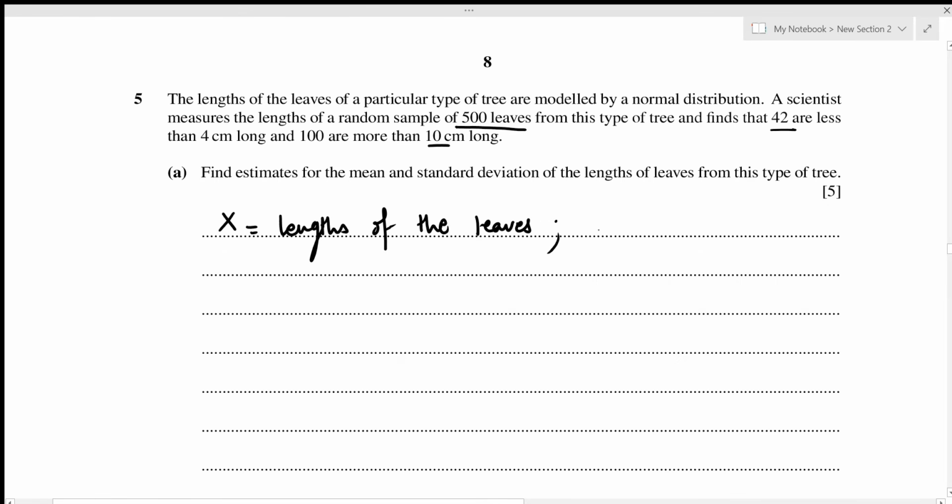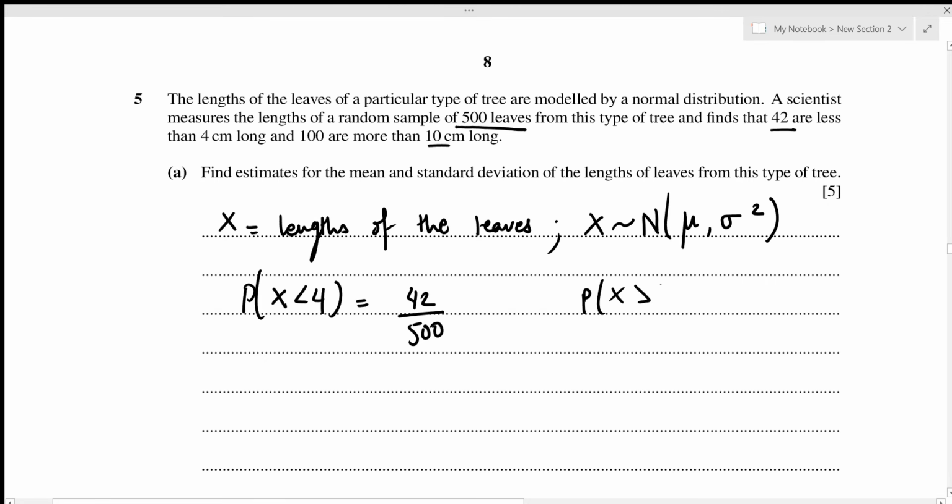And we're given that x follows a normal distribution, but we do not know the values for the parameters. That's going to be the mean mu and then sigma squared, the variance. Next, we're given that from a random sample of 500 leaves, the scientist finds that 42 are less than 4 cm long. So the probability that x is less than 4 is just going to be 42 out of 500. So that's 42 by 500. And the next probability is that out of 500, 100 are more than 10 centimeters long. So the probability x is greater than 10 is going to be 100 out of 500, so that's 100 by 500.